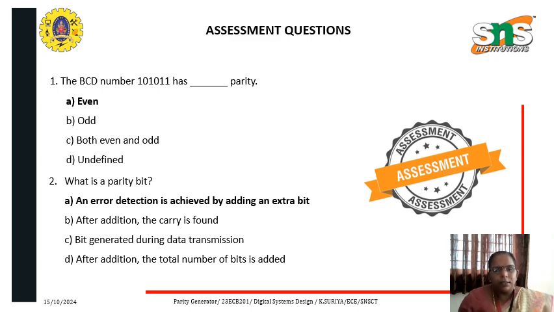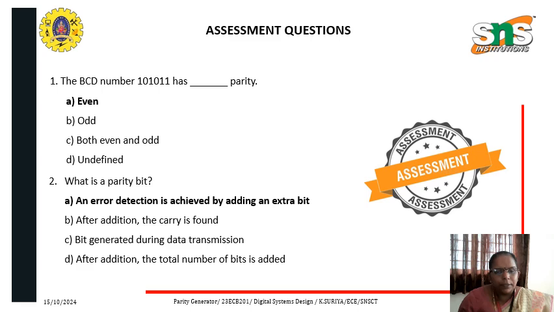Let us take up some assessment questions. The BCD number 101011 has dash parity. The options are even, odd, both even and odd, and undefined. So here when we count the number of ones, we are having 4 ones. So it is even parity.